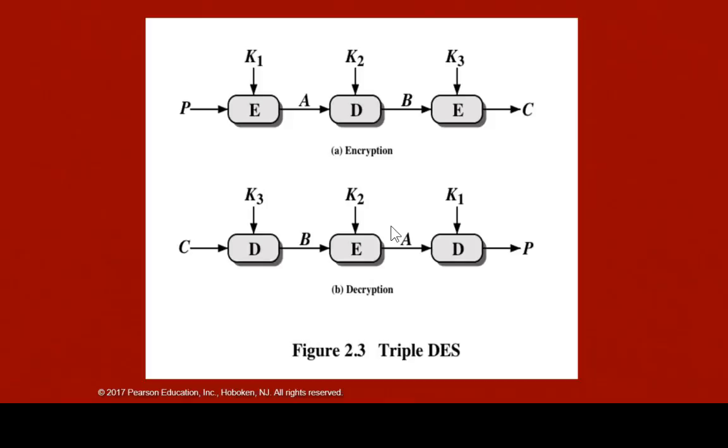There is no cryptographic significance to the use of decryption for the second stage of triple DES encryption. Its only advantage is that it allows users of triple DES to decrypt data encrypted by users of the older single DES. With 3 distinct keys, triple DES has an effective key length of 168 bits.